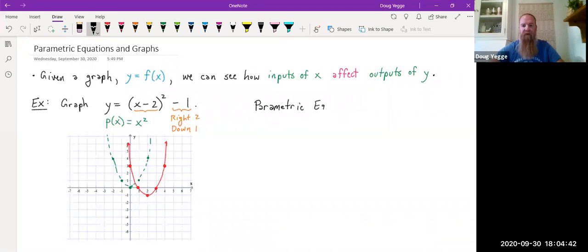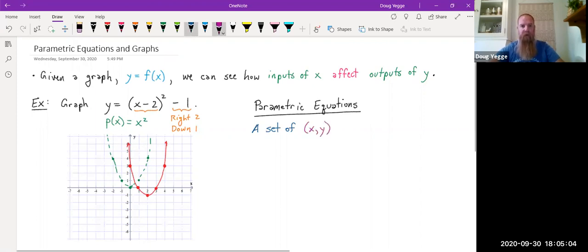Parametric equations are a set of two different equations that separately describe where the x coordinate is at a certain time and where the y coordinate is at a certain time. So more specifically, it's a set of x, y values where I find out that x can be found by looking at the function of t. And we could also see that y can be found by seeing it as a function of t.